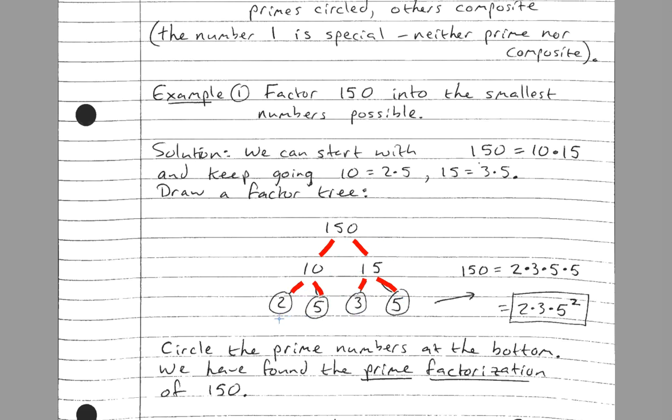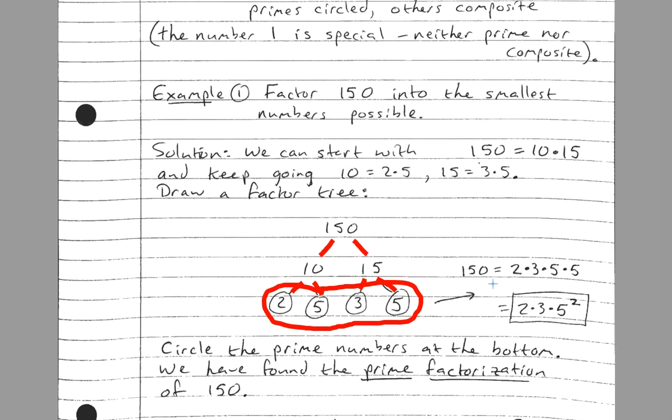Okay, so we can't break down 2 anymore. These are all prime numbers, so they don't break into smaller pieces. I mean, you could write 2 as 1 times 2, but apart from 1, it doesn't have any smaller factors. Okay, so these numbers on the bottom are the small factors we're looking for.